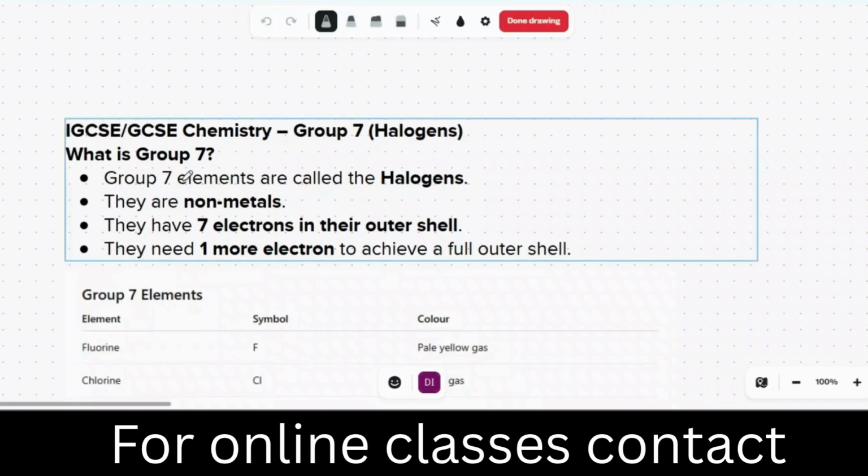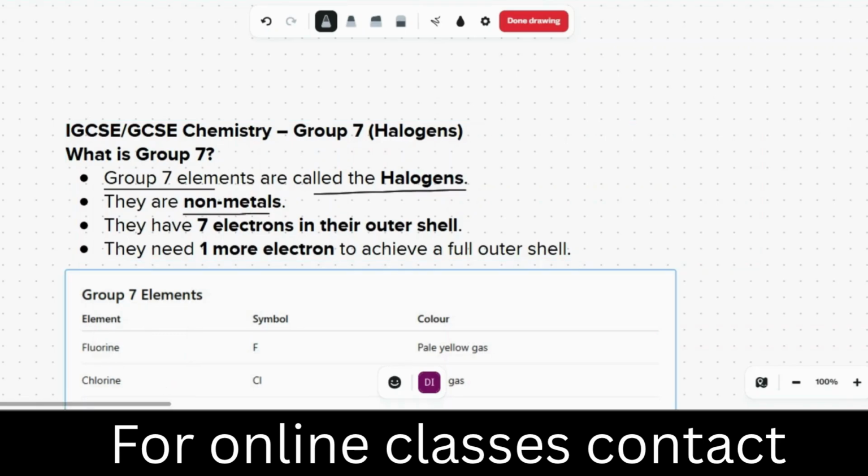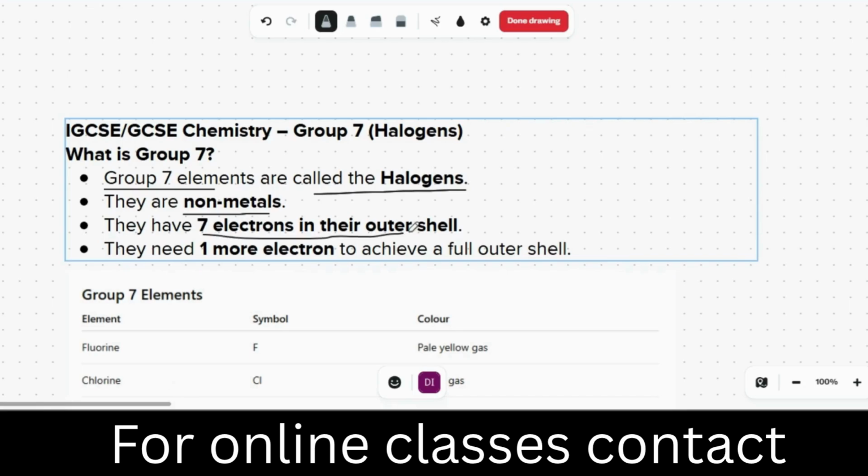Today we are going to talk about group 7. So what are group 7? The elements that are in group 7 are called halogens. All of group 7 elements are non-metals and they have 7 electrons in their outer shell. Okay? They just need one more electron to reach the full outermost shell, so they will gain an electron.